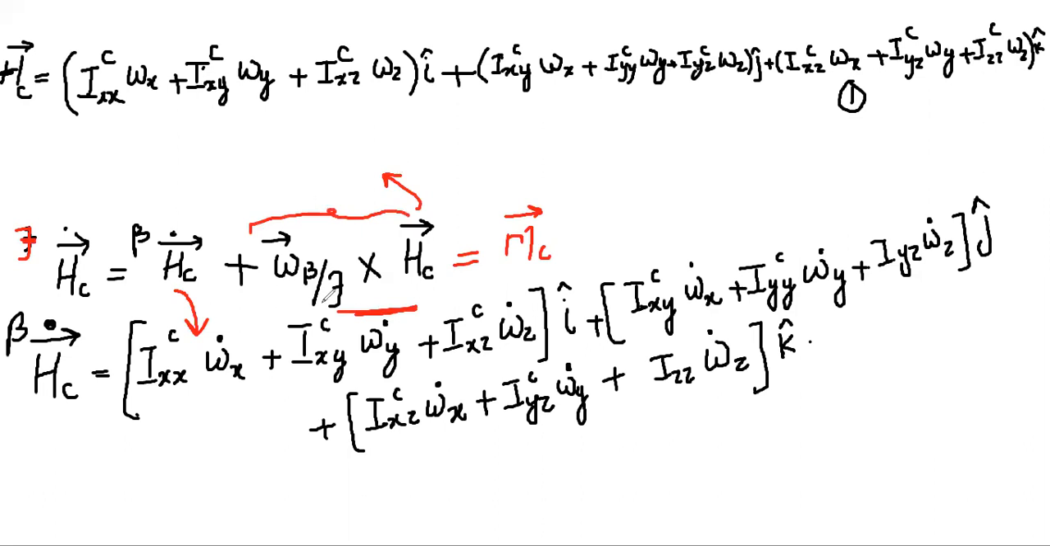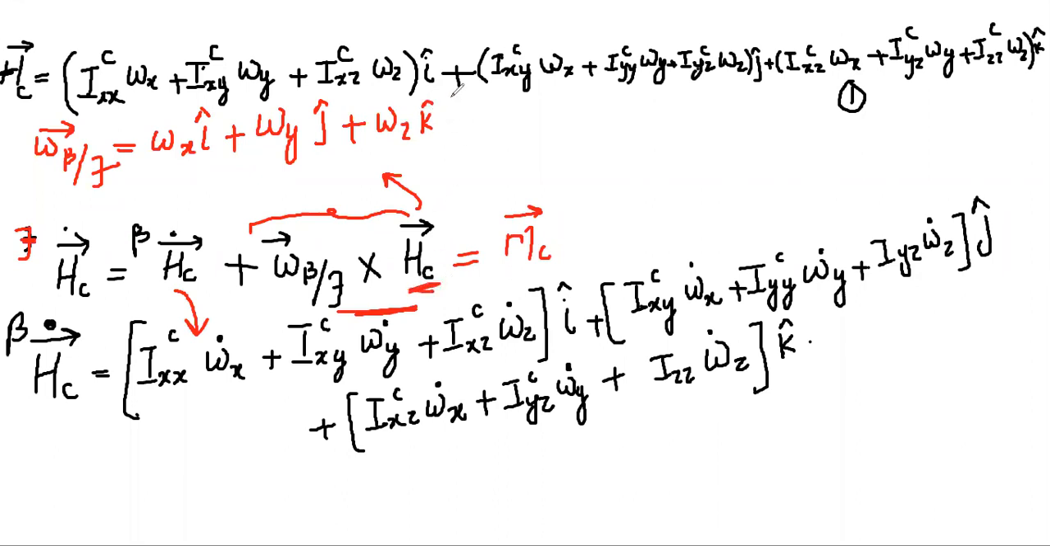Now let me leave this as an exercise to the students, as far as omega b cross product with hc is concerned. I know that omega b with respect to ground has three components: omega x I cap plus omega y j cap plus omega z k cap. And this hc vector is here. So once I have to take the cross product between omega b with respect to g and hc, I have to take the cross product between this vector and this vector. So it will be like this. I am giving it as an exercise to the students because it will take a little bit of time for me to do it, but I will show you the procedure for doing it.